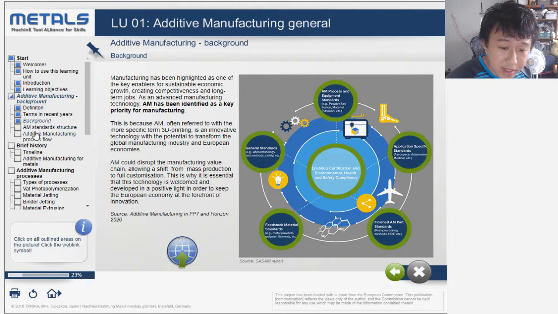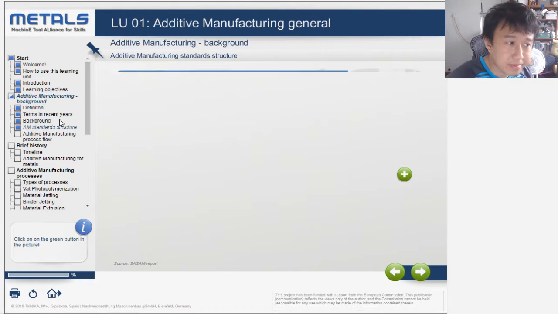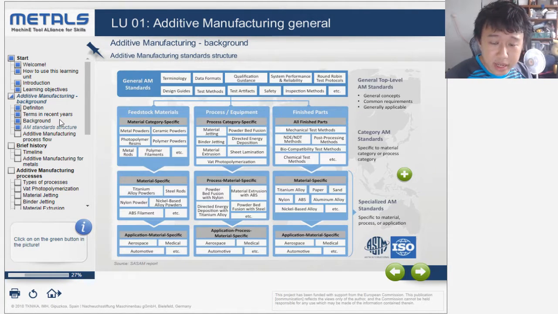So that seems like all. Let's go on to AM standards and structure then. So, additive manufacturing standard structure. This is the structure by the ASTM and ISO committee.